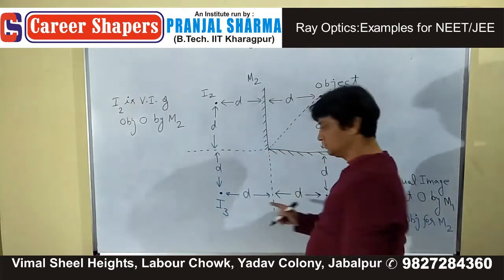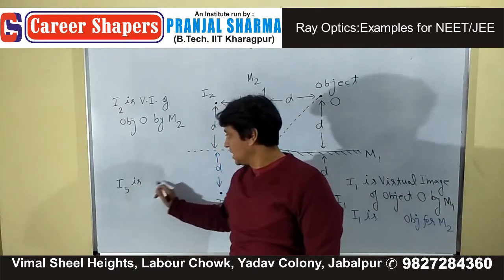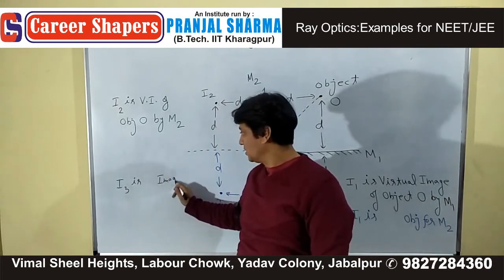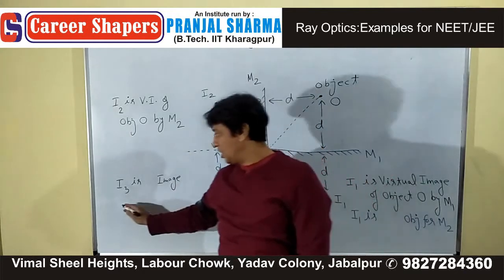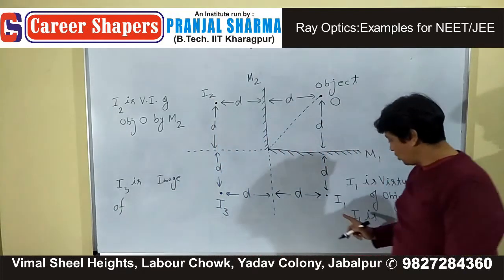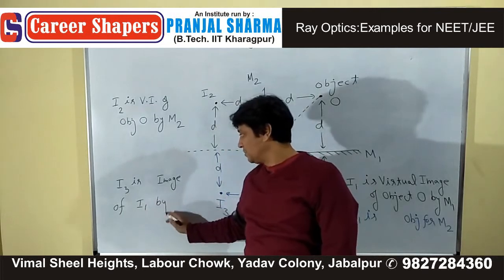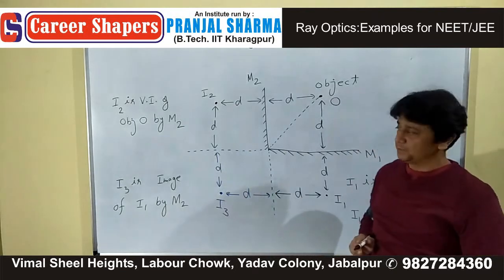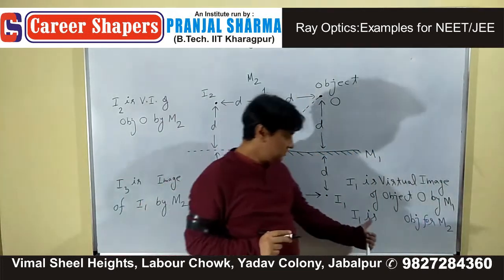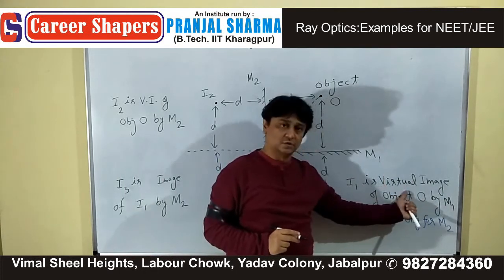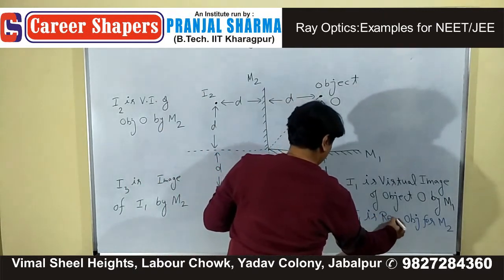What is I3? I3 is image of what? I1, made by which mirror? M2. Now, this I1, which is a virtual image, is now a real object. I'm intentionally leaving these spaces, you will see later.